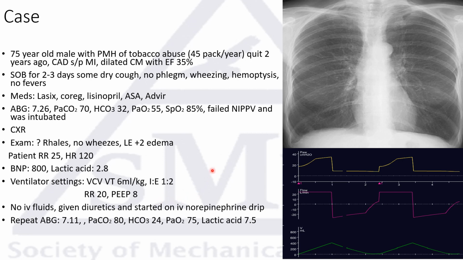So the patient was breathing above the ventilator at 25, and if you can see here, he has a lot of work, a lot of effort here. You can see that he probably has auto-PEEP, and we'll talk about those later. He was not given fluids, and instead was given diuretics and IV pressors.